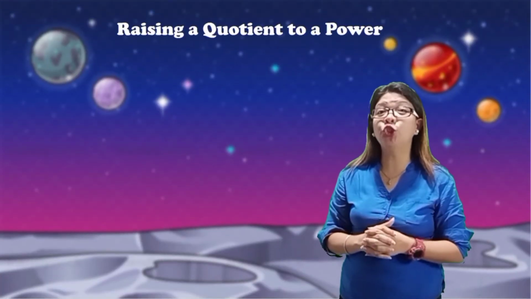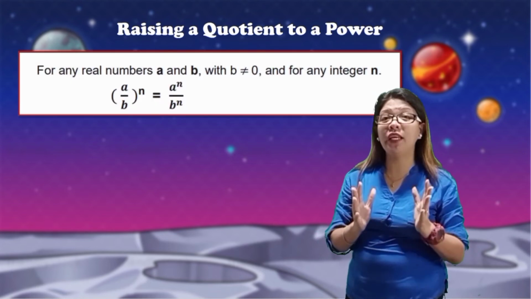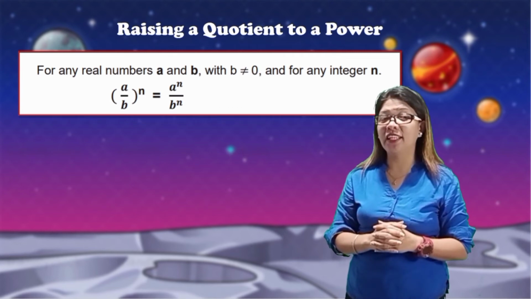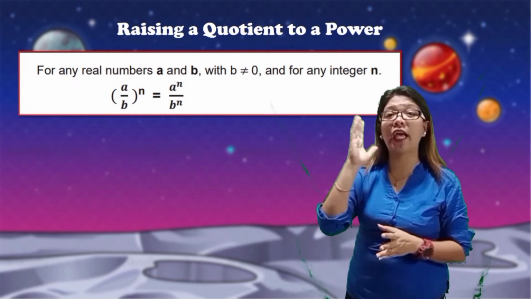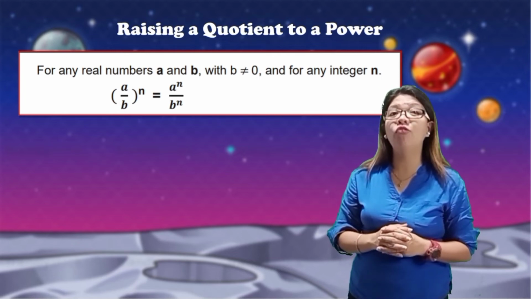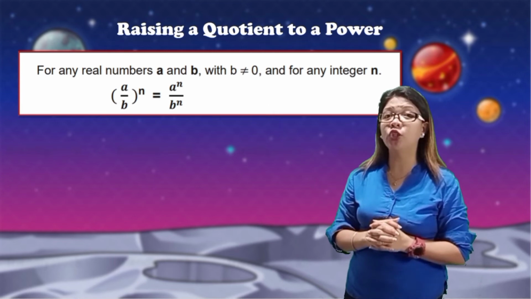Raising a quotient to a power. For any real numbers a and b, with b not equal to 0, and for any integer n, a over b raised to the n power is also equivalent to a to the n power over b to the n power, or simply distribute the exponent to each term.